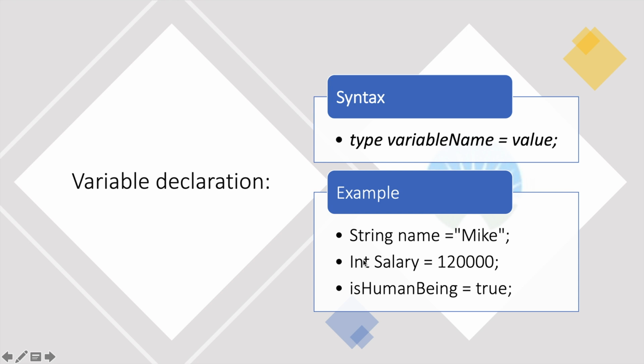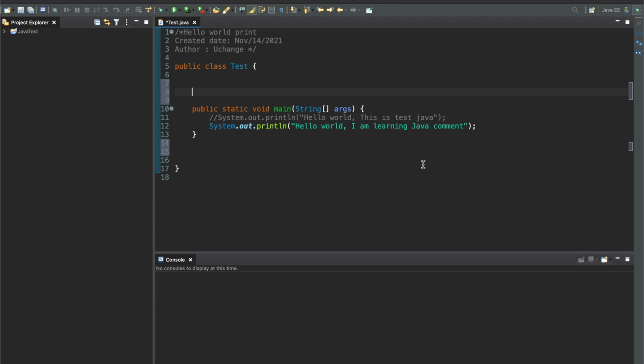Let's take another example. If you'd like to store an integer number, you give the type as int, then the variable name, here salary, and you can assign a value. But integer numbers, any numbers, do not require quotation marks. So let's see this in action.